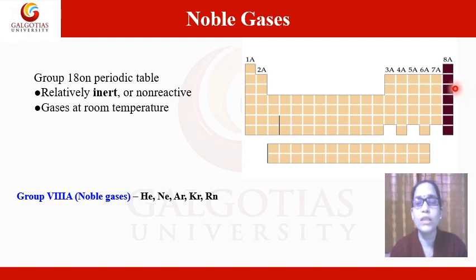Then noble gases. Group 18 or group 8A elements in the periodic table are called noble gases. They contain 8 electrons in the valence shell. They are relatively inert or non-reactive. They are gases at room temperature. Helium, neon, argon, krypton, xenon, radon. These are the noble gases.